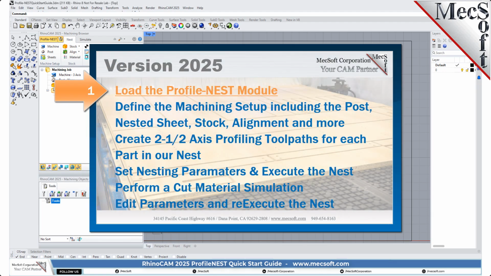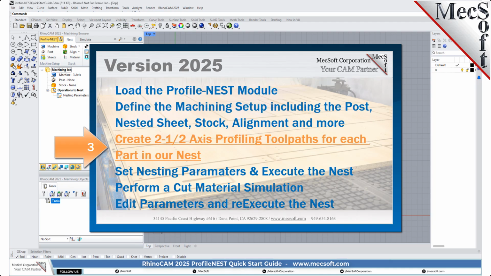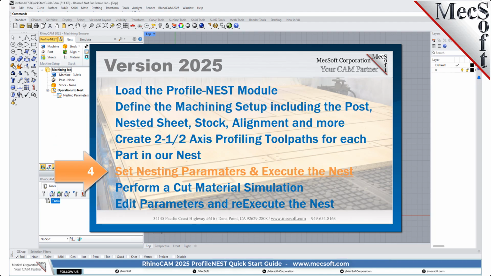First, before we get started, let's review what we're going to do in this video. First, we're going to load the Profile Nest module. We will define the machine setup, including the post, nested sheet stock, alignment, and more. And we'll also create our 2.5 axis profiling toolpaths for each of the parts that we want in our nest. We will then set nesting parameters and execute the nest.